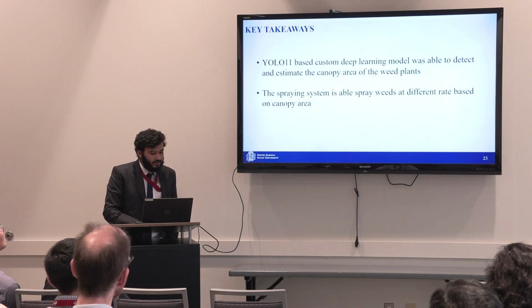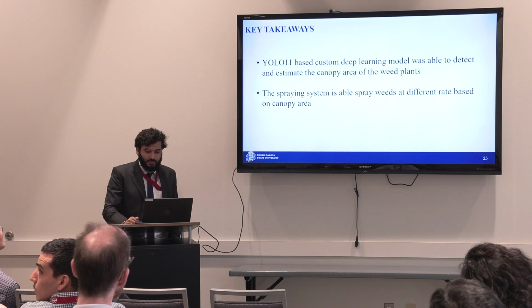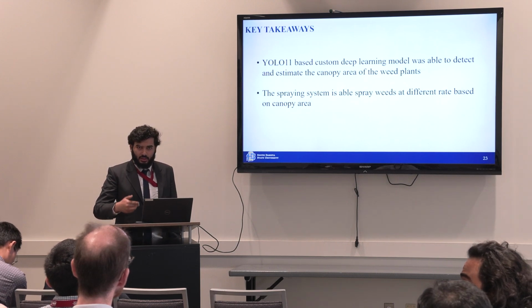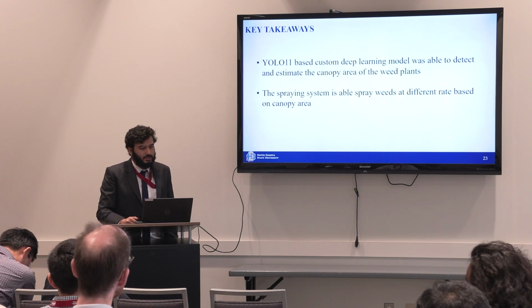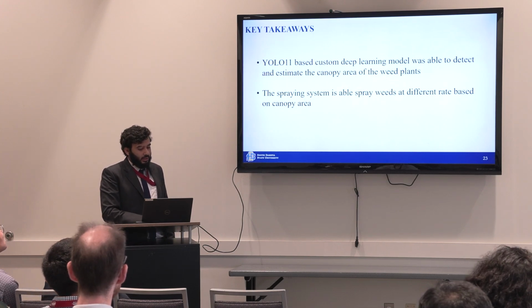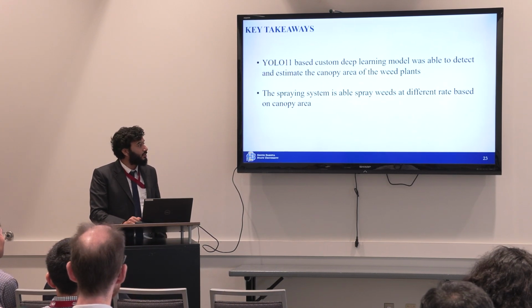What are the key takeaways? The YOLO 11 based custom deep learning model was able to detect and estimate canopy area of the wheat plants. More work needs to be done so that the segmentation performance increases and it can be ready for field trial as well. And the system is able to spray weeds at different rates based on the canopy area.